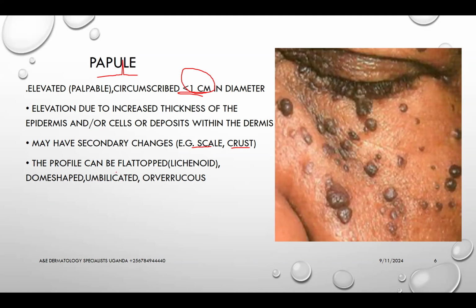You can find some papules which are flat-topped. When they are flat-topped, we call them lichenoid. You can find some that are dome-shaped. You can find some that are umbilicated with a dimple at the center. And you can find some that are verrucous with a rough surface on top. So those are the papules. When you're describing a papule, you can say a flat-topped papule, or a lichenoid papule, a verrucous papule, or a filiform papule. And in this picture, this is what a papule will look like.